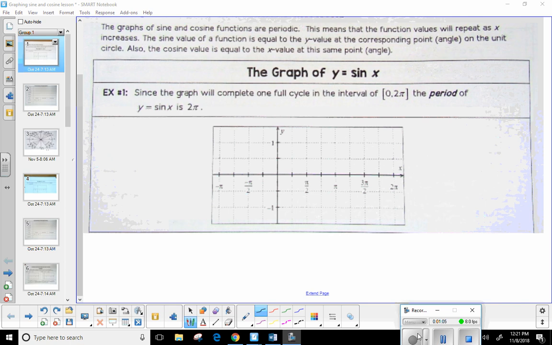Okay, well, let's see here. The graphs of sine and cosine functions are periodic. This means that the function values will repeat as x increases. The sine value of a function is equal to the y value.